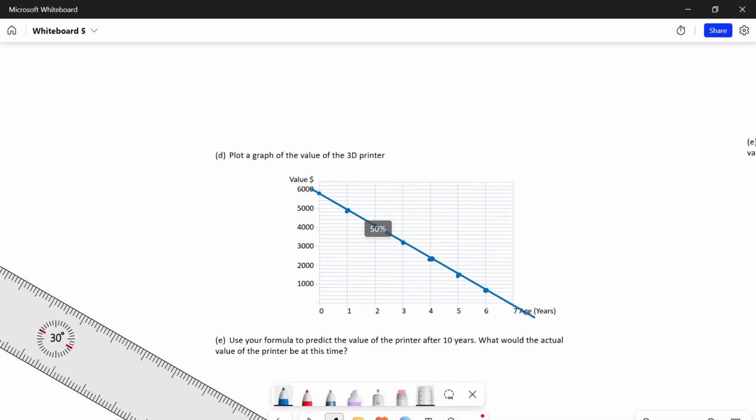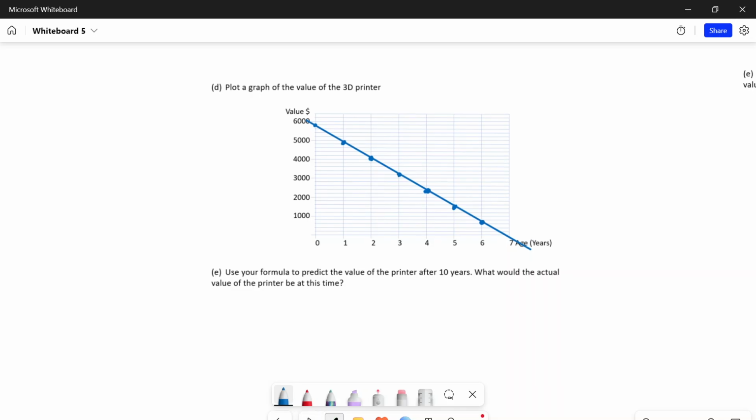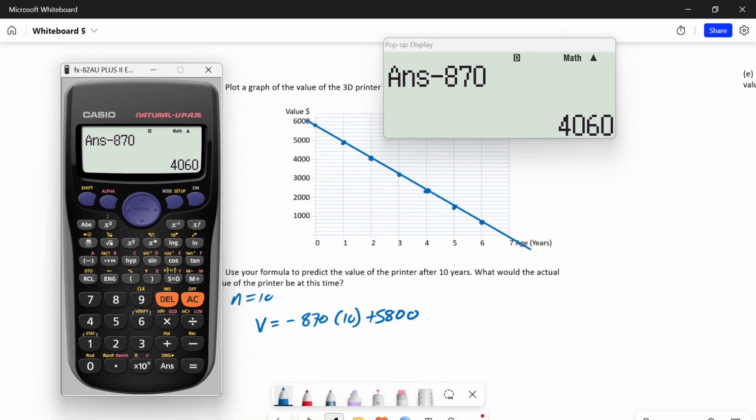Okay, so use your formulas to predict the value of the printer after 10 years. What would the actual value of the printer be at this time? Okay, so if we're putting n equals 10 into this, then we've got V equals negative 870 by 10 plus 5,800. So let's work that out. Negative 870 by 10 plus 5,800 takes us into the negatives, negative 2,900.